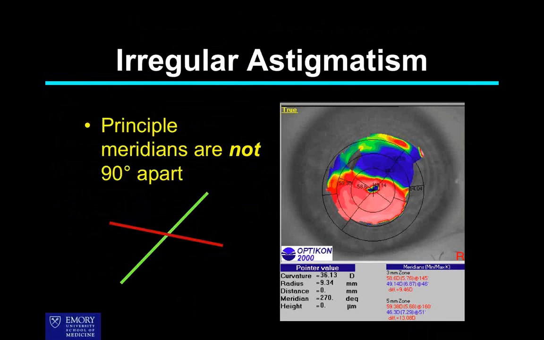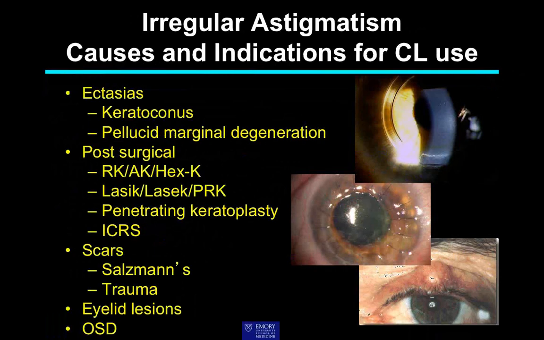Now, irregular astigmatism, which is the topic of this talk, is when the principal meridians are not 90 degrees apart, something other than. And often we have actually multi-axes of astigmatism. We still have primary axes. Irregular astigmatism causes and indications.